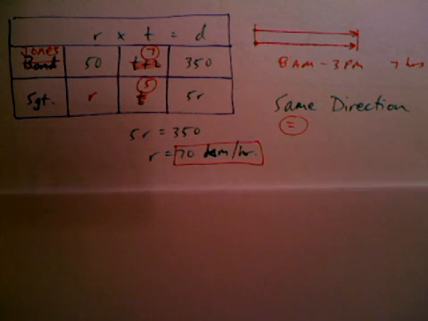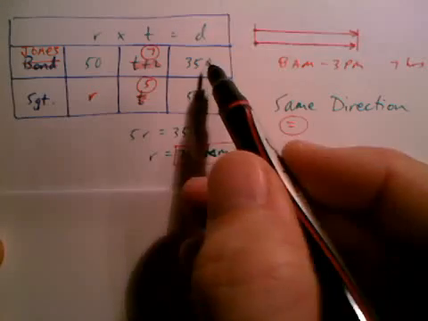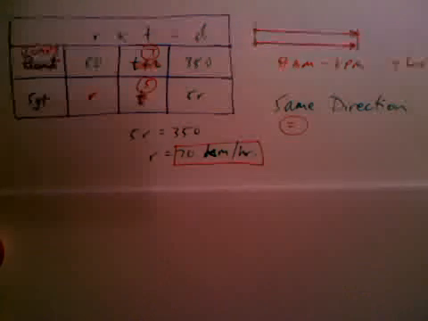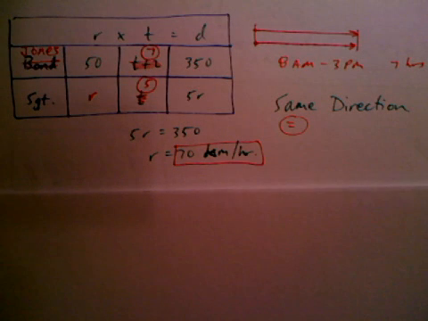Okay, and there you go. 5R equals 350, and R equals 70 kilometers per hour, because R is a rate, it's a speed. And Jones was going 50 kilometers an hour, and so the sergeant had to go 70 kilometers an hour in order to reach him at 3 o'clock.